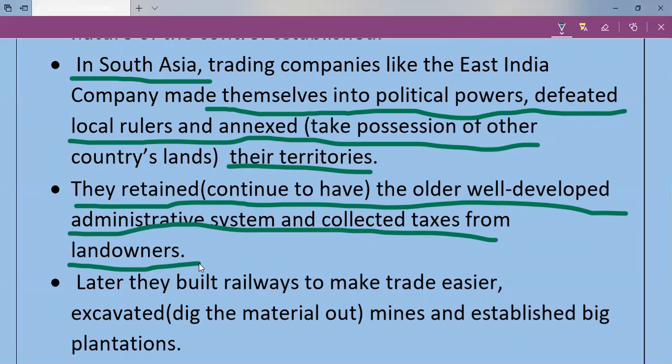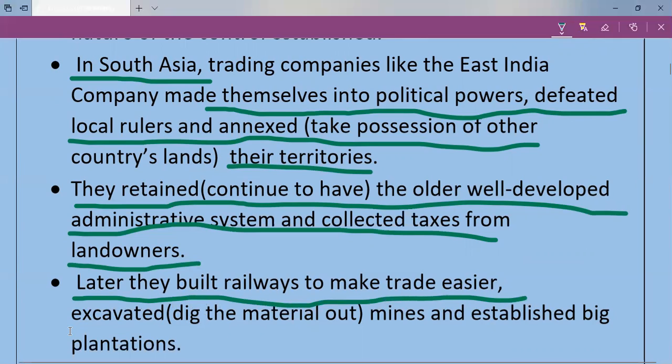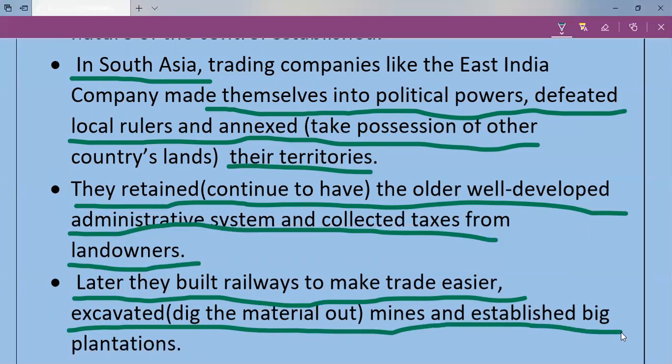They collected taxes. And later they built railways to make trade easier, started digging out mines, and established big plantations. So first of all, they established the political power. Then they started collecting land revenue from the people. Then they built an excellent transport system. They built railways to make trade easier, to loot the resources from remote areas of the country, and to dig the minerals out. They also established big plantations like tea, coffee, and indigo plantations. They destroyed agriculture. They started commercial agriculture.